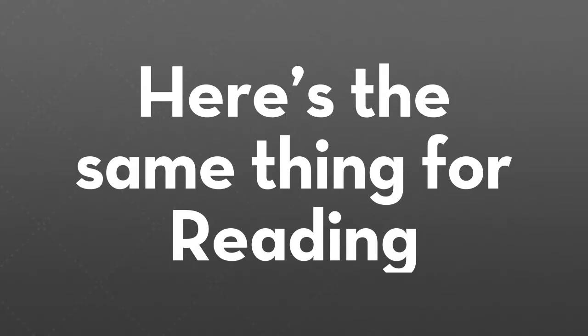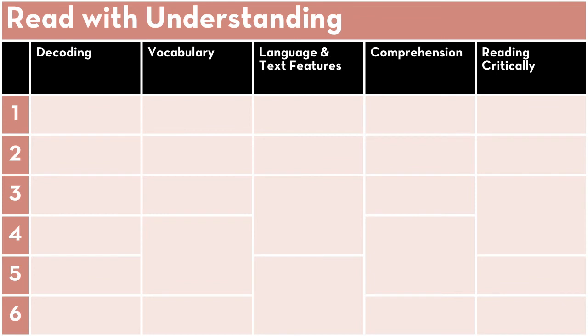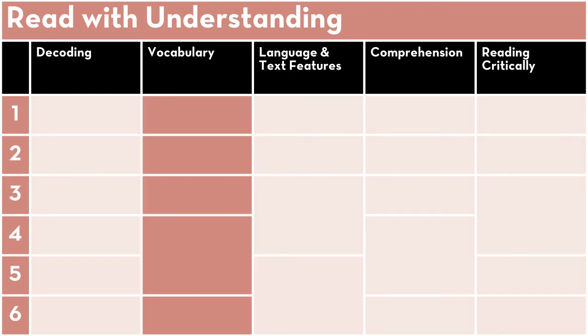So let's have a look at the same thing for reading. This is my read with understanding strand, and you can see there's 5 different progressions here. I've got decoding, vocabulary, language and text, comprehension, and reading critically. Now, when it comes to the literacy strands, I always start with vocabulary. I think it's the easiest one to get your head around. Go ahead and map the vocabulary for your course.